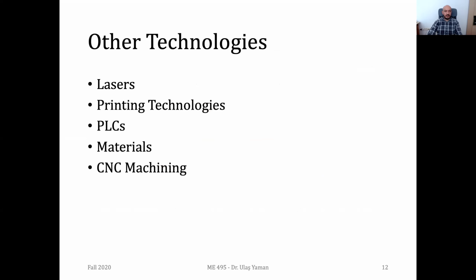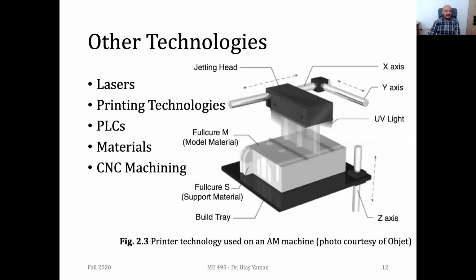And furthermore, in addition to the computers, we also need improved technologies in lasers and printing, in programmable logic controllers, in materials, and also in CNC machining. Otherwise, we will not be able to invent or develop such additive manufacturing systems and machines. This was an example of a printing system. As you see, there are many nozzles here, and at the same time, these nozzles work and you can jet material. So with a single pass of this head, you can cover the whole slice.